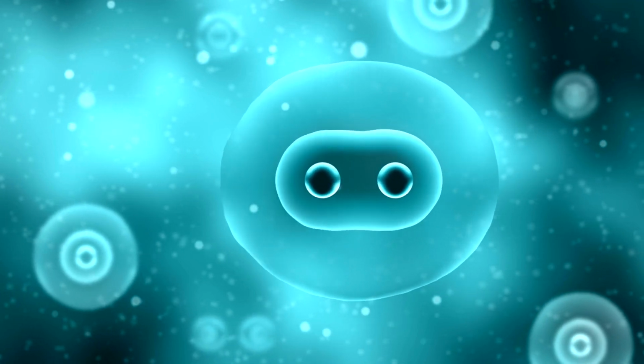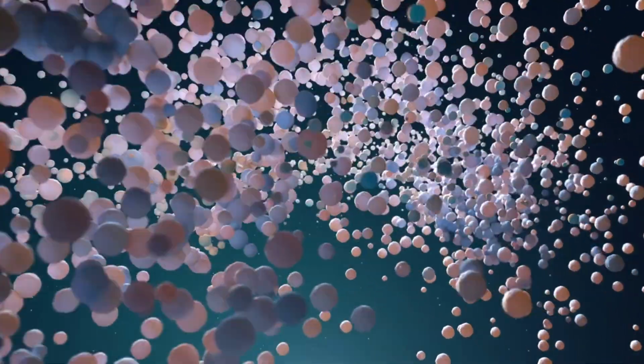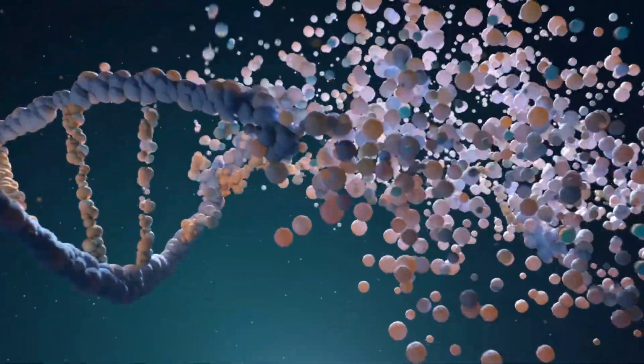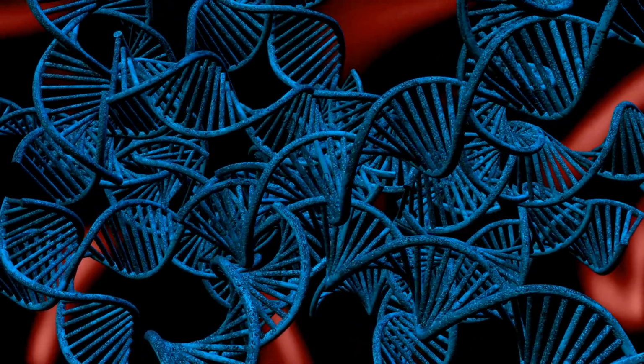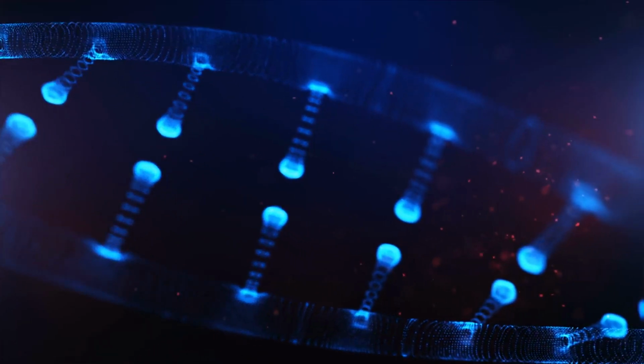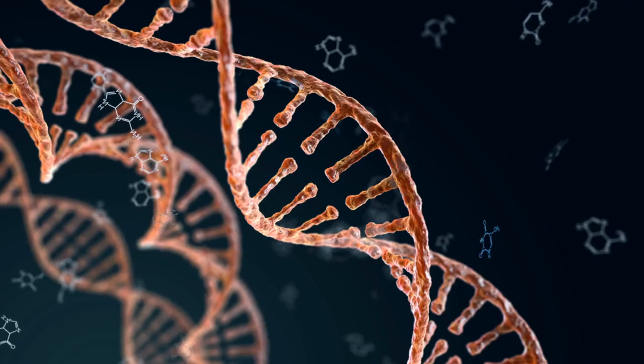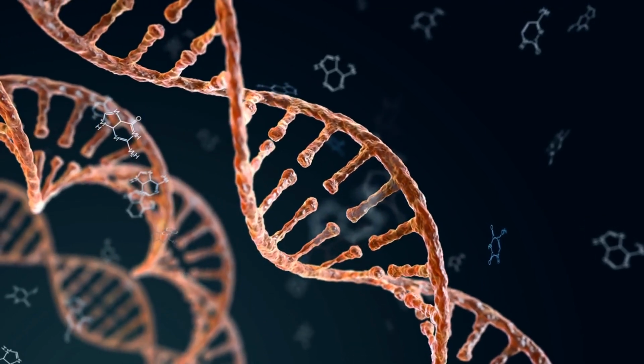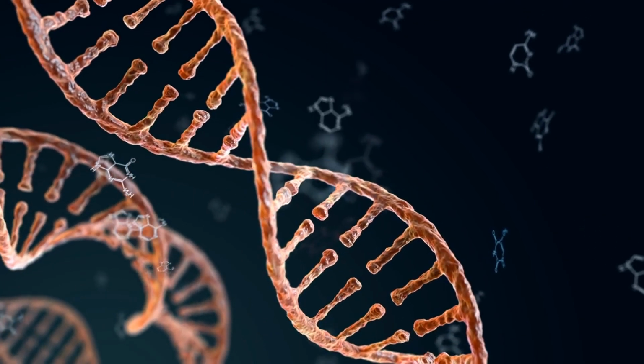Before a cell divides, its DNA must be copied so that each new cell receives a complete set of genetic instructions. This process is known as DNA replication. During replication, the two strands of the DNA double helix are separated, and each strand serves as a template for the formation of a new complementary strand. This ensures that the genetic information is accurately passed on to the next generation of cells.